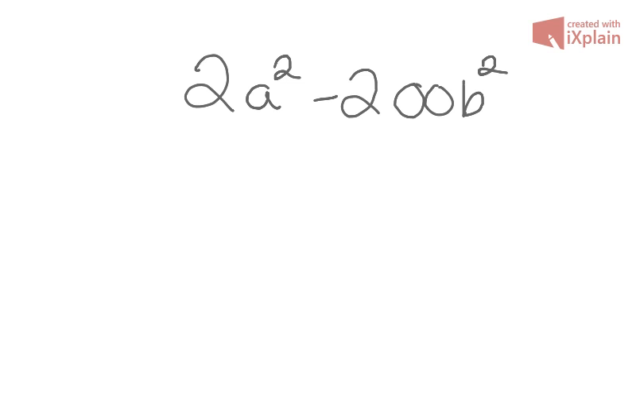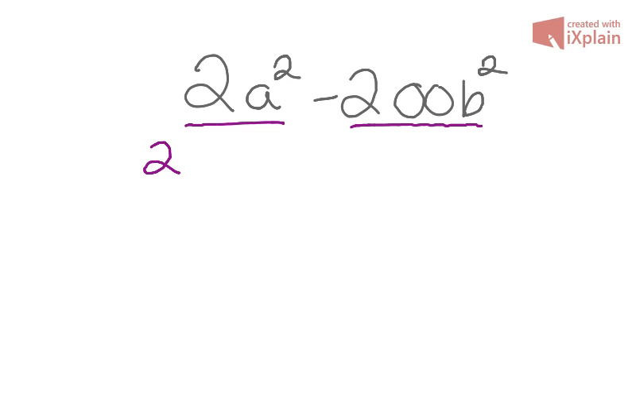to do is make sure that you take out any greatest common factors. So in this case, if you were to look at each term, so the first term being this 2a squared and the second term being this negative 200b squared, you want to see if there are any common factors between here. And hopefully, if you take a moment, you see that the common factor that you can pull out is a 2.